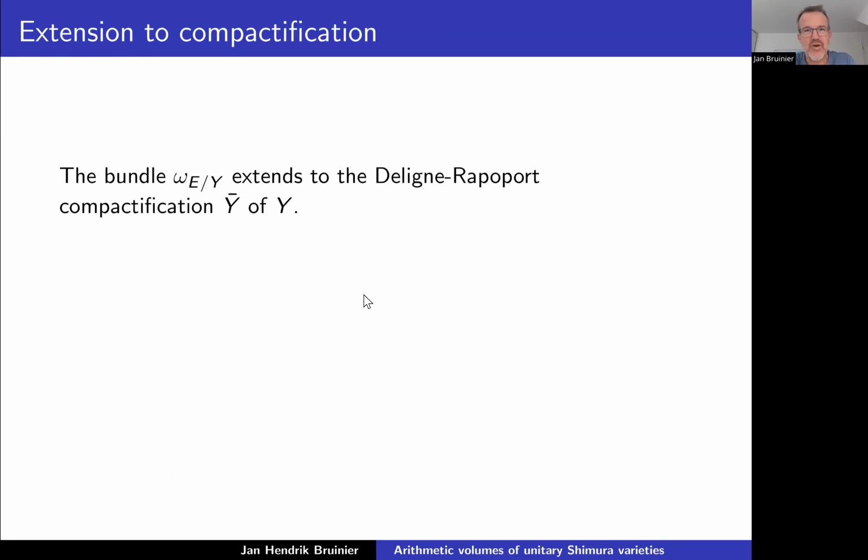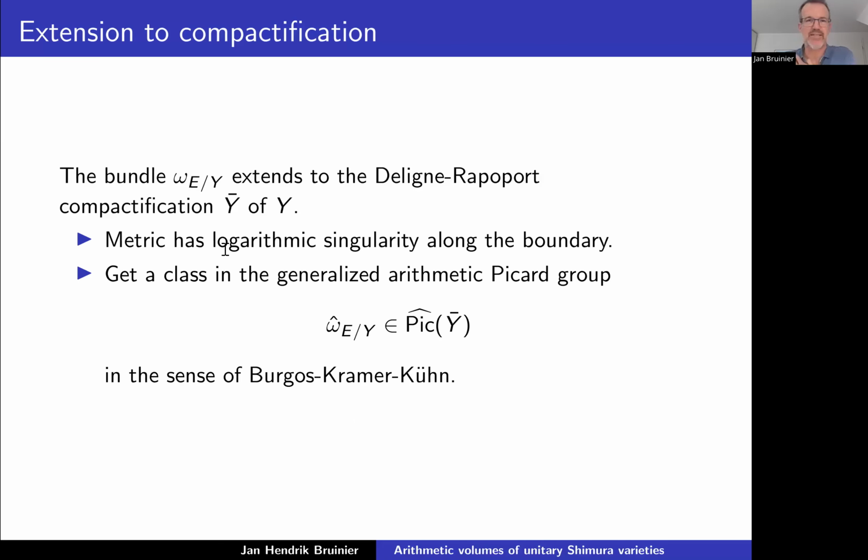We can extend it to the compactification. So this moduli space of elliptic curves has a natural compactification constructed by Deligne-Rapoport, denoted by Y-bar. So it's a compactification of Y, and the line bundle extends to it. The metric doesn't really extend. It has some singularities along the boundary, along the cusps, but these singularities are rather mild. So they turn out to be of logarithmic type.